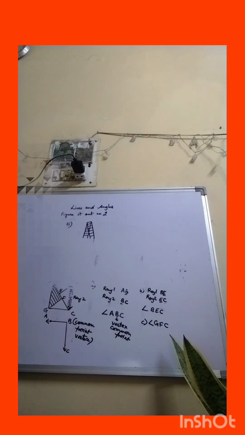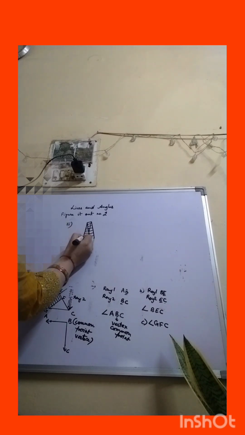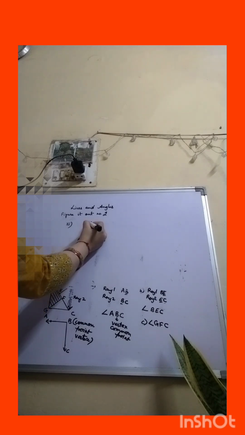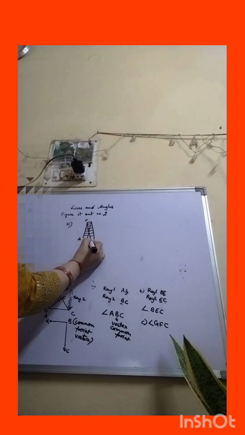This is a ladder. Now first you recognize an angle, so let's make a dot here marking A, this point as F and this point as C.